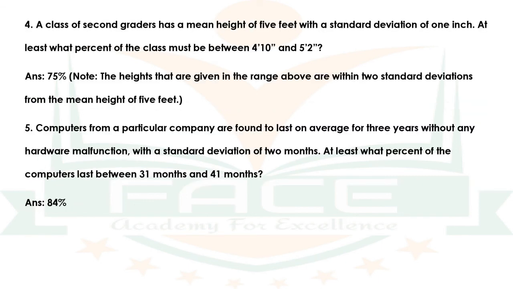Question number 4. A class of second graders has a mean height of 5 feet with a standard deviation of 1 inch. At least what percent of the class must be between 4 feet 10 inches and 5 feet 2 inches? The answer is 75%. Note, the heights given in the range above are within 2 standard deviations from the mean height of 5 feet.